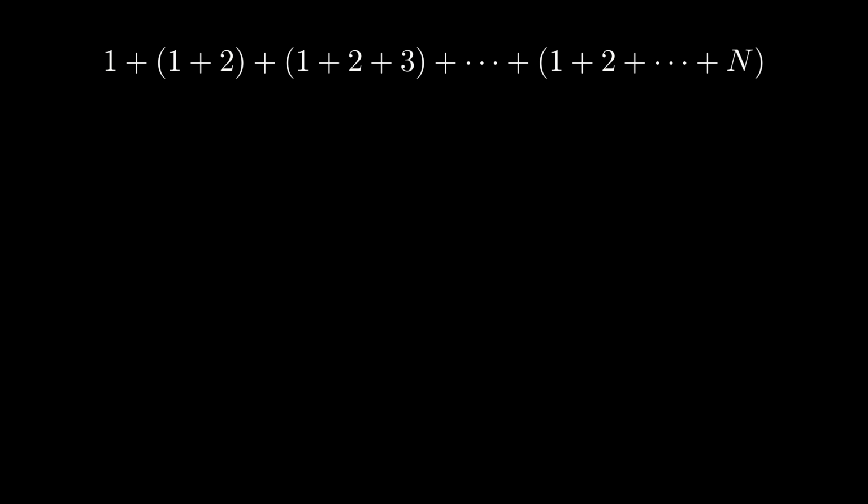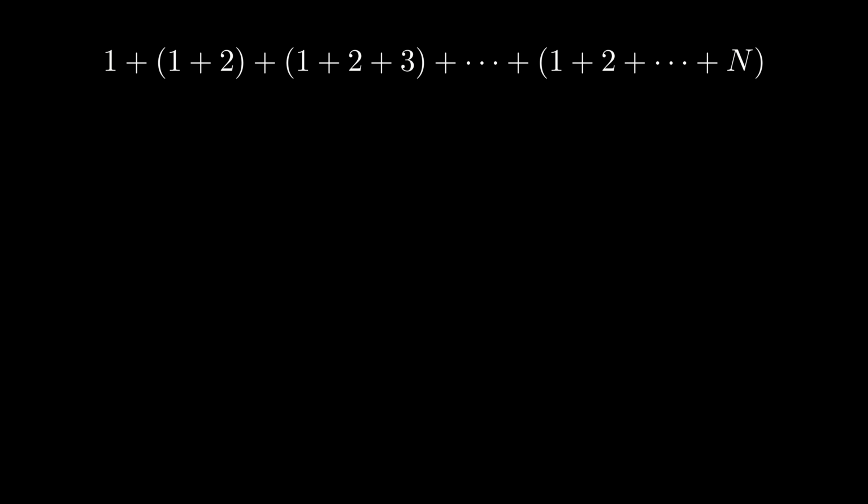So if we have n days of offering gifts, the total number of gifts will be equal to 1 plus 1 plus 2 plus 1 plus 2 plus 3 plus etc. etc. plus 1 plus 2 plus 3 etc. up to the number n. So in this video we are going to find not just one way but actually up to 3 ways to find a general formula for this sum.